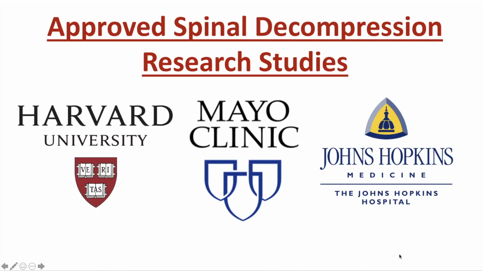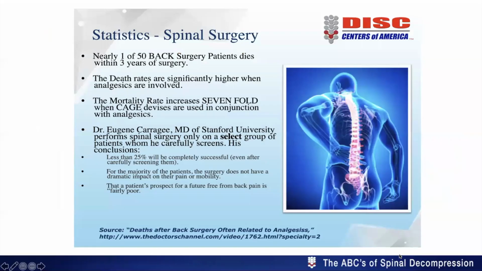And then if you read Rahman's book, Crooked, it talks about how they even played in California by utilizing illegal screws, illegal devices. Nearly 1 in 50 back surgery patients also dies within 3 years. Now, this is not me. Here's the resource. And doctors, do it. That's the back surgery often related to analgesia. The death rate is high when analgesics are involved. The mortality rate increases 7-fold when cage devices are used.